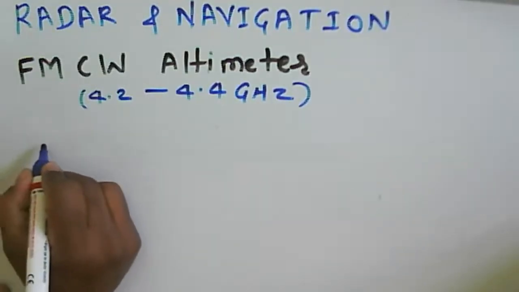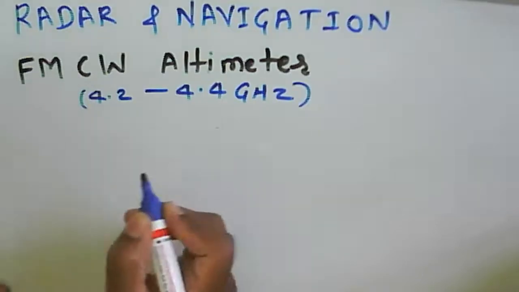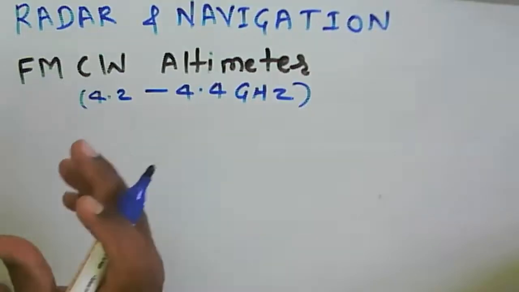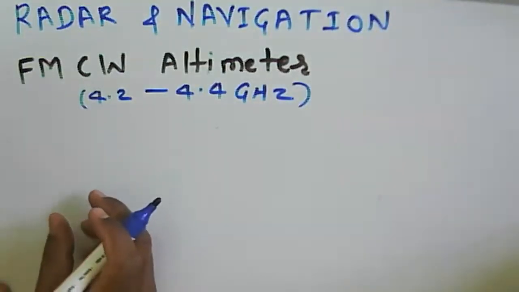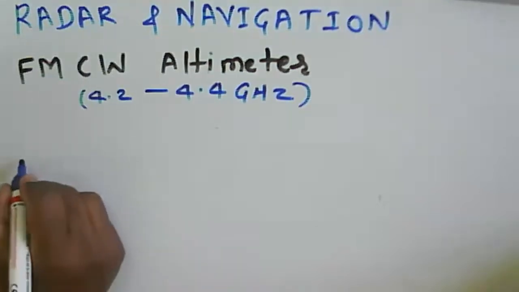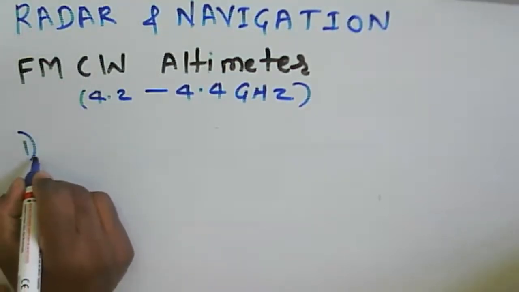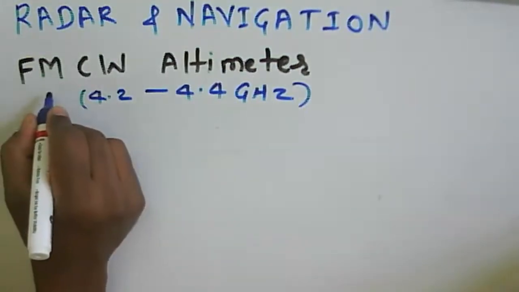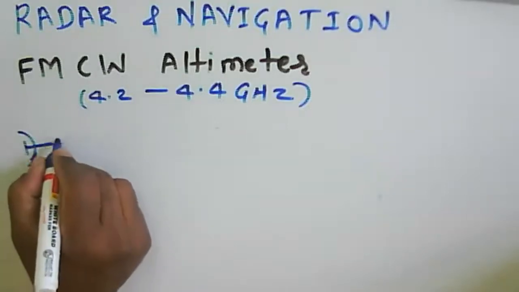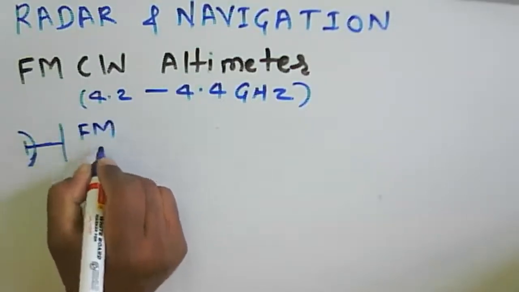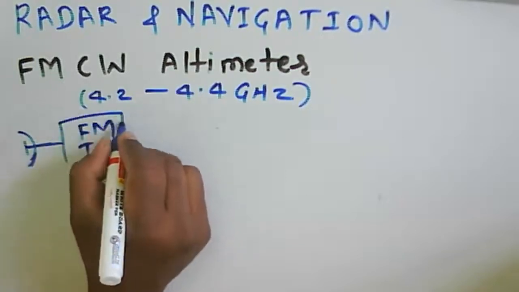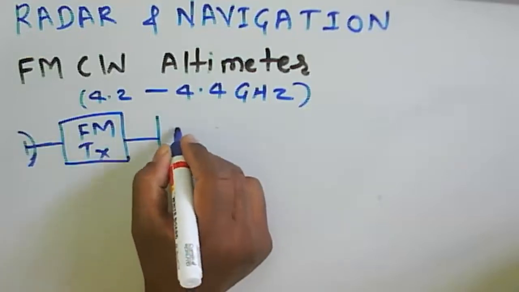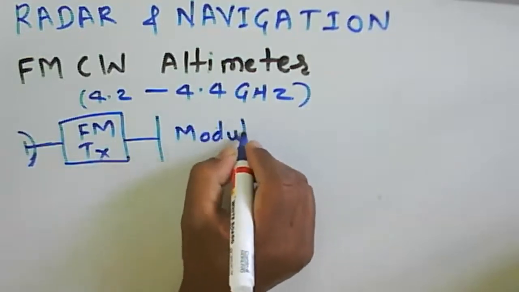Now we go ahead with a discussion on the components of this FMCW radar or FMCW altimeter. We consider a transmitter because we say that it is about the FMCW altimeter. So this is nothing but your FM transmitter, and this one is about your modulator.